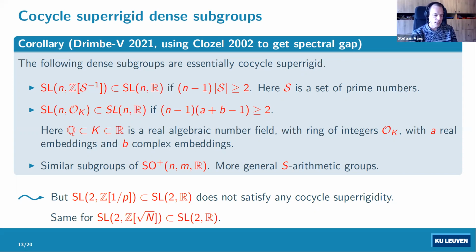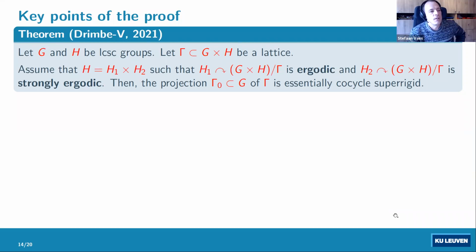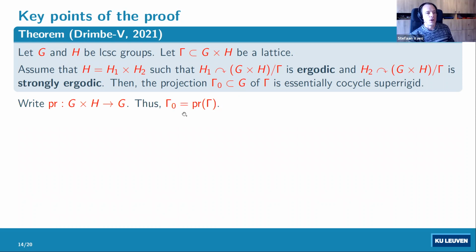Okay, but let me first give you very quickly the main idea to prove the general theorem. So here's the general theorem again. We have a lattice. Here I should add that H is compactly generated. We have the necessary strong ergodicity assumption, and we have to prove that the translation action of gamma 0 on G is Cocycle superrigid, and gamma 0 is this projection of gamma on the first variable on G.